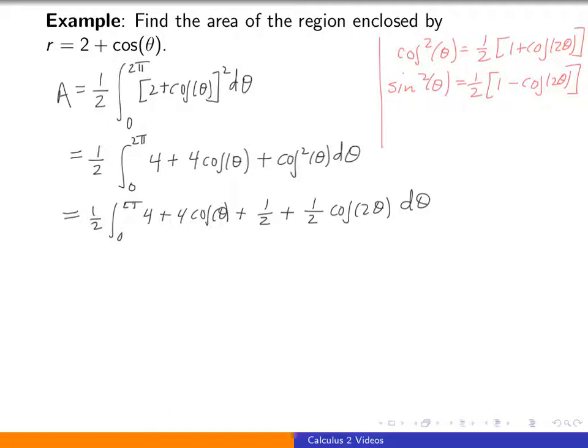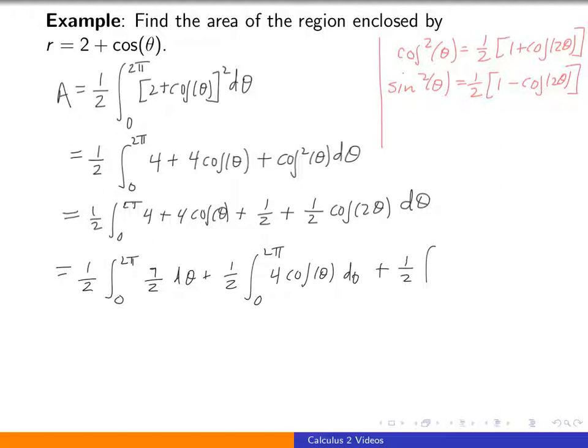So let's go ahead and anti-differentiate. We can leave the 1/2 out front, and then inside the integral we have 4 plus 1/2 combines to be 9/2. Then I'm going to distribute the integral through: the integral from 0 to 2 pi of 4 cosine theta, plus the integral from 0 to 2 pi of 1/2 cosine 2 theta. And individually, each of these three integrals is very reasonable.